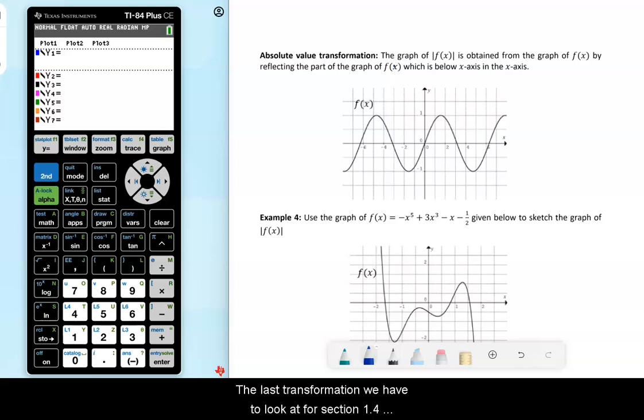The last transformation we have to look at for section 1.4 is the absolute value transformation. You know you have an absolute value transformation when you see something like this, a function placed inside of these bars, these absolute value bars. The way the absolute value transformation works is it takes all of the negative portions of the graph and flips them into the positive quadrants. In other words, it takes the negative portions and reflects them across the x-axis. The positive portions it leaves alone, because you know the absolute value of a positive number is still positive.